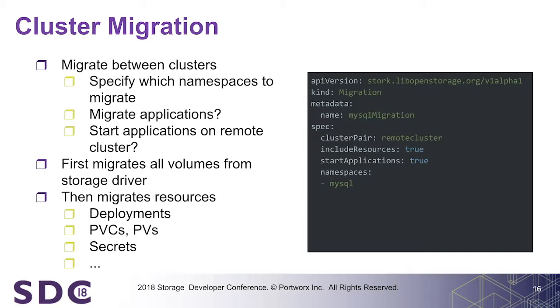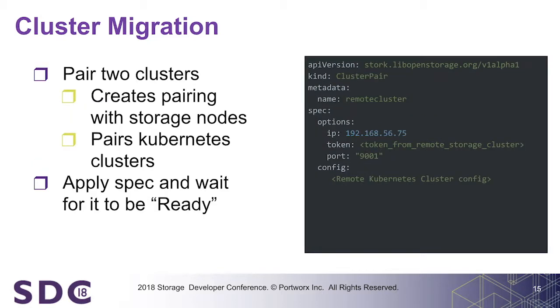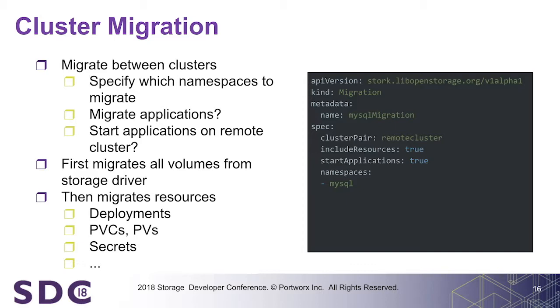Now once you have the two clusters paired, how do you actually migrate the data and the resources? We've added a second CRD to do this migration. In this CRD, you would specify the cluster pair. Over here, we called this remote cluster, we gave it a name. So in the migration CRD, we are saying that the cluster pair that we want to migrate to is called remote cluster. And we also want to include all the resources.